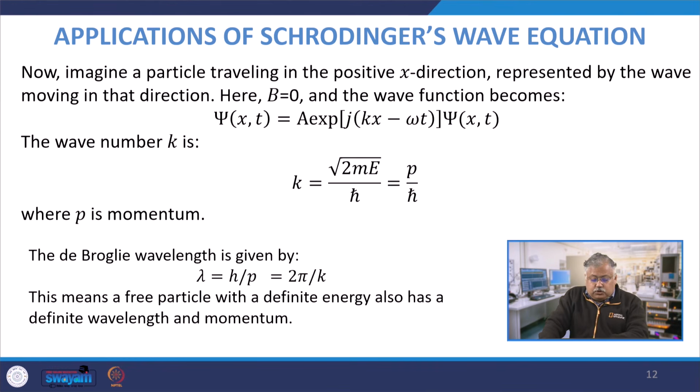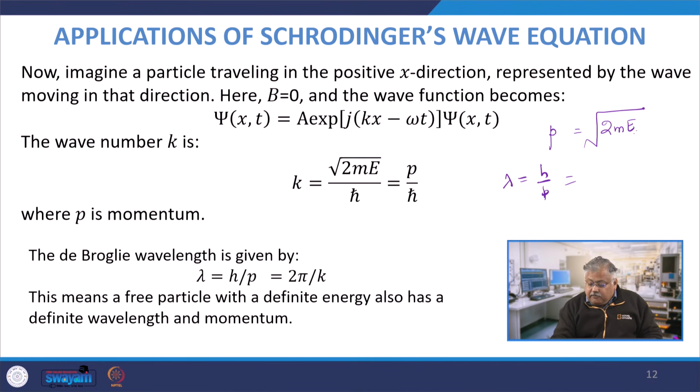So with B equal to 0, I end up having psi(x,t) equal to A exponential j(kx minus omega t), where k is the wave number, square root of 2mE by h cut. And this 2mE is nothing but p squared, where p is the momentum of the particle, given as square root of 2m times E, E being the energy of the particle. Therefore I get the de Broglie wavelength equal to h by p.